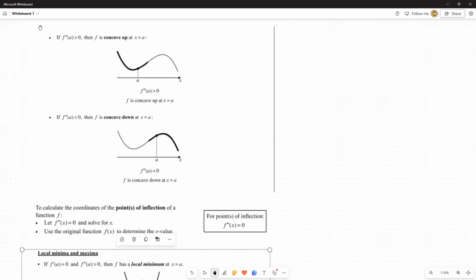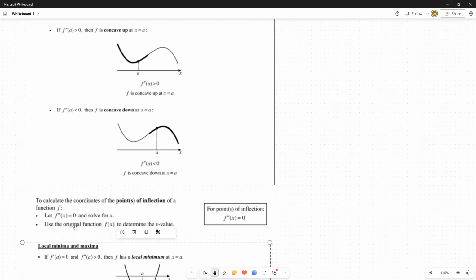We also have the second derivative. The second derivative will tell us whether our graph is facing upwards or facing downwards. If our second derivative is positive at a certain point, then we can say that the graph is concave up. And if the second derivative is negative at a certain point, then we can say that it is concave down. We also have a point of inflection. A point of inflection is where the graph changes from concave up to concave down, and we can find the x value of it by equating our second derivative to 0, and then finding the x value of that.